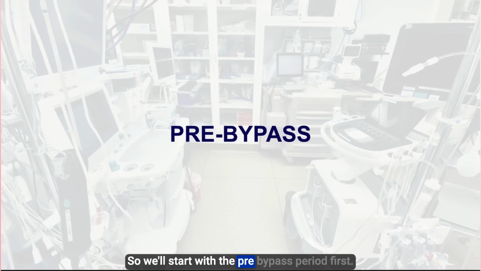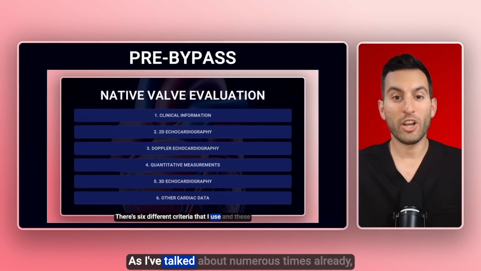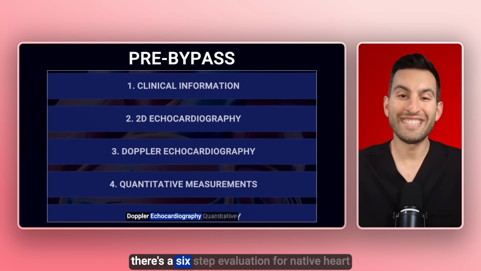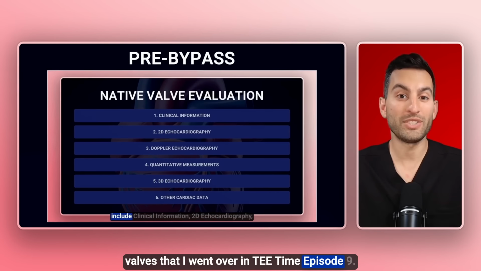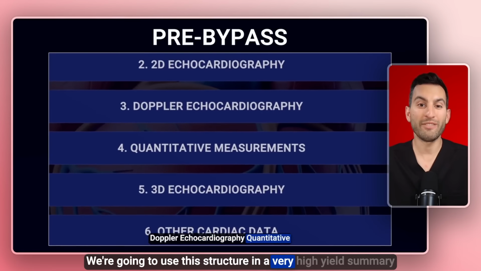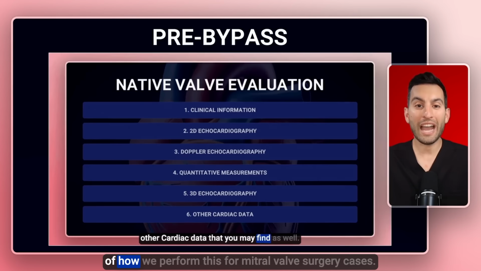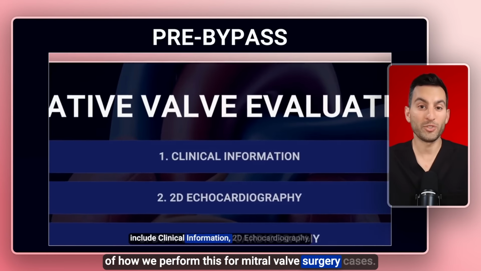So we'll start with the pre-bypass period first. As I've talked about numerous times already, there's a 6-step evaluation for native heart valves that I went over in Tea Time Episode 9. We're going to use this structure in a very high-yield summary of how we perform this for mitral valve surgery cases.